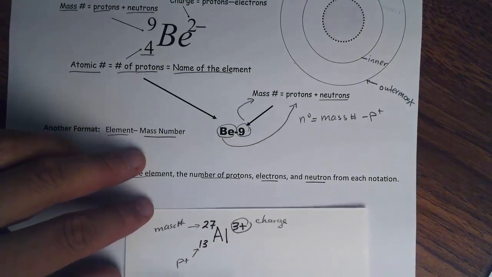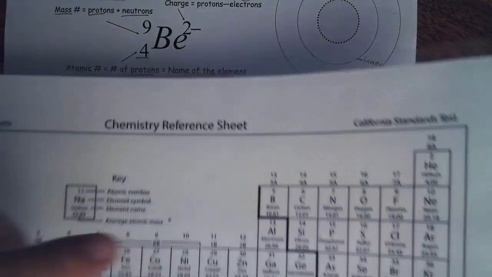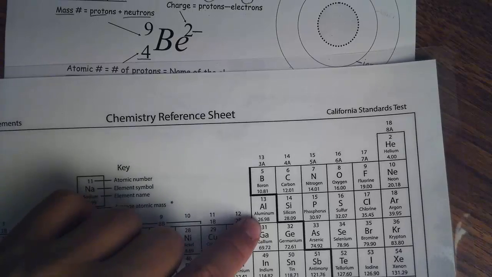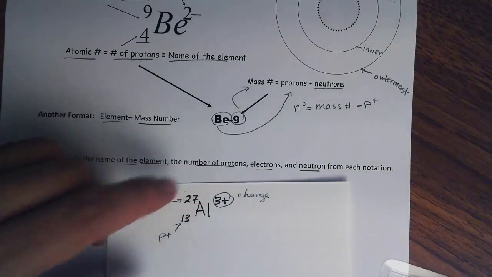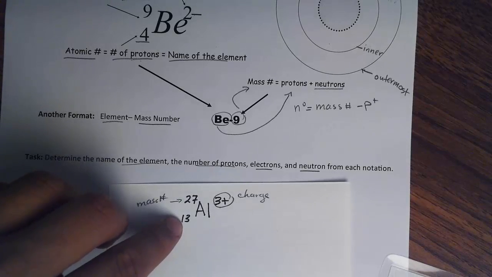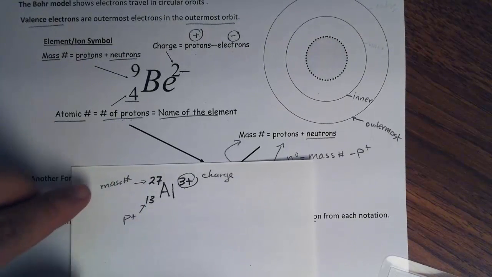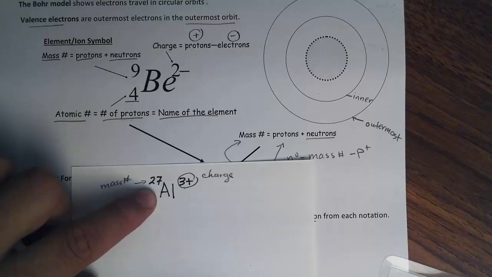So let's go back. Do I know the element? Of course. This element, Al, is aluminum. So that's the element aluminum. And then what about the number of protons? It is 13, because that number right there represents the atomic number as well as the number of protons. And the mass number is 27.